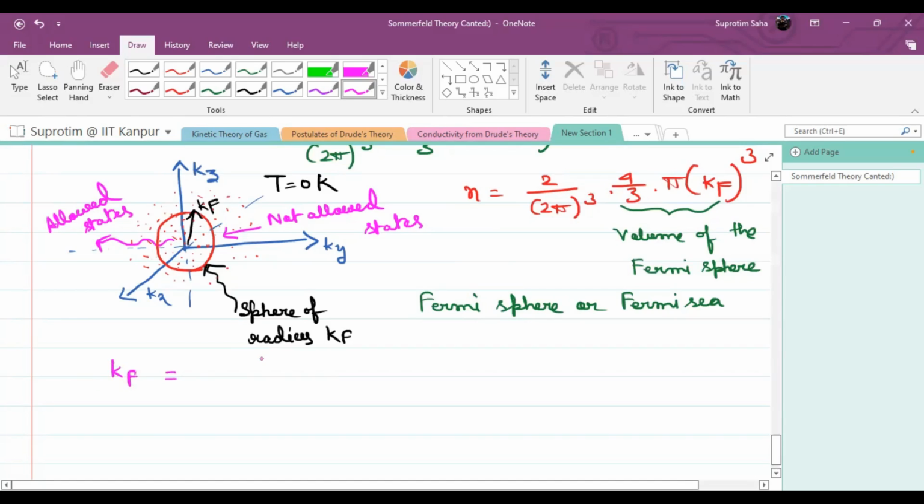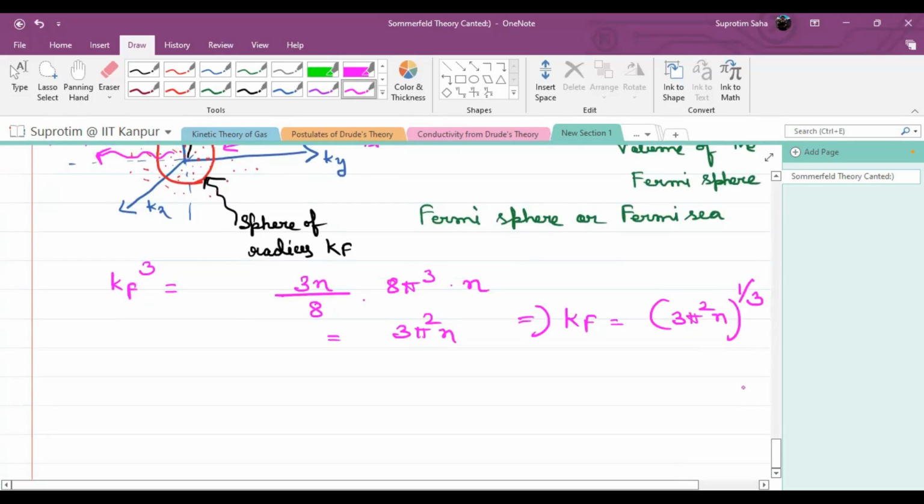So kF³ is given by 3 times 8π³ times n over 8π, which is 3π² n, which implies kF equals (3π² n) to the power 1 over 3. So your Fermi wave vector is (3π² n) to the power 1 over 3.